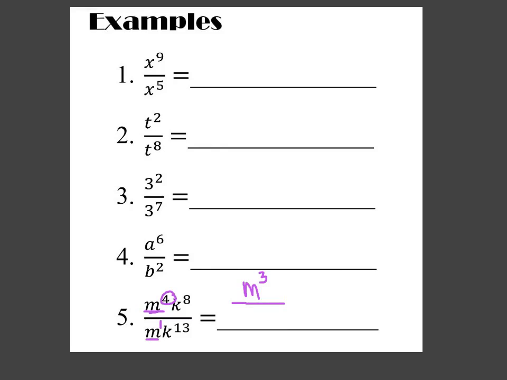When I look at just my k's, I have 8 on the top and 13 on the bottom. So again, I'm going to subtract. 13 minus 8 gives me 5. Put the answer where the bigger exponent was. Well, my bigger exponent for the k's was on the bottom, so I'm going to put my answer on the bottom. So k to the 5th. This will then be my final answer for question number 5.